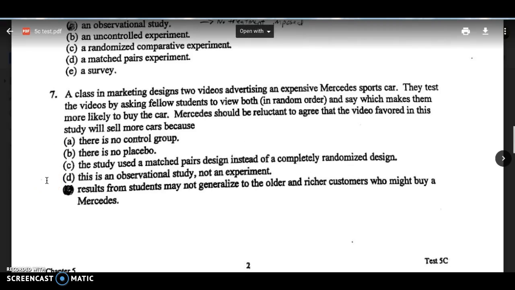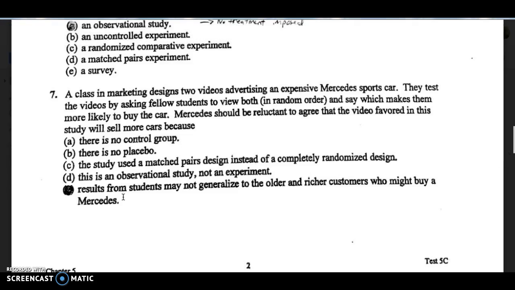Question 7 says a class in marketing designs 2 videos advertising an expensive Mercedes sports car. They test the videos by asking fellow students to view both in random order and say which makes them more likely to buy the car. Mercedes should be reluctant to agree that the video favored in this study will sell more cars because E, the results from students who are in college, or this could be even high school students, may not necessarily generalize to the older and richer customers who might buy a Mercedes. So just because an ad is targeted to appeal to a certain age group doesn't mean it's going to appeal to every age group.